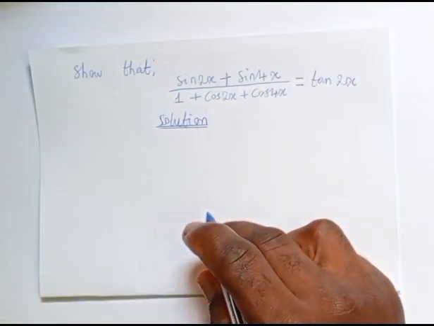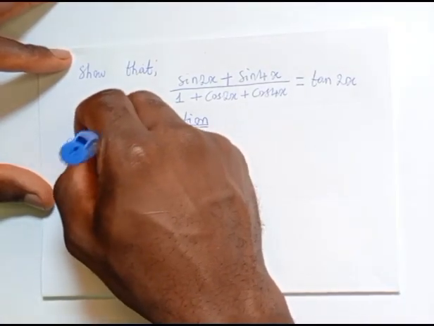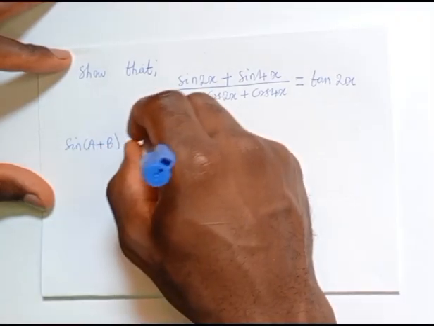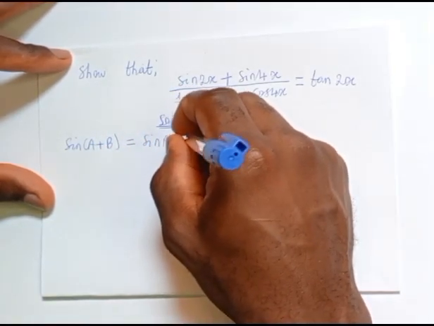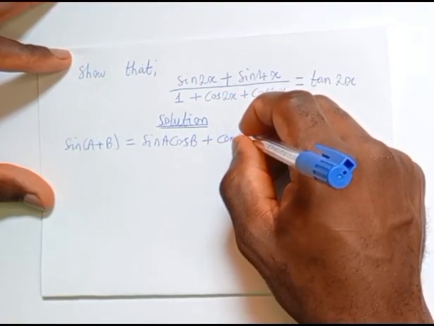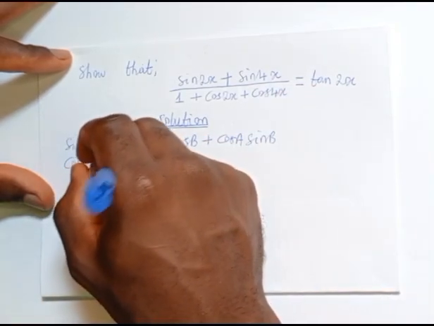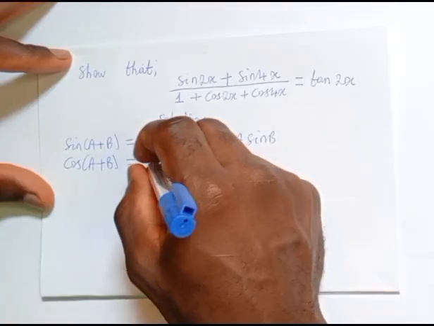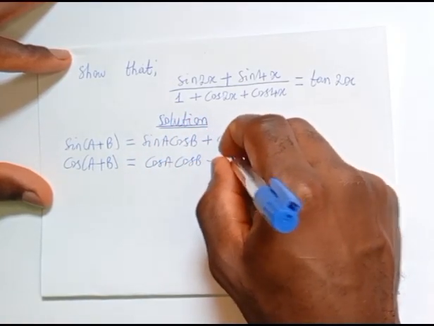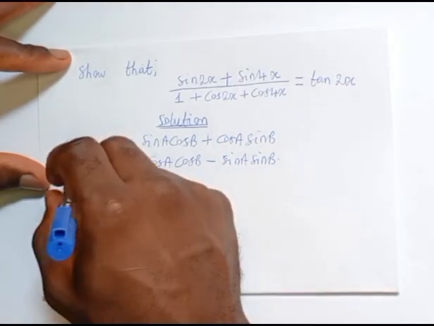Before answering this question, let's recall the following. The sine of A plus B, where A and B are two angles, is simply equal to sine A cos B plus cos A sine B. The cos of A plus B is simply equal to cos A times cos B minus sine A times sine B.